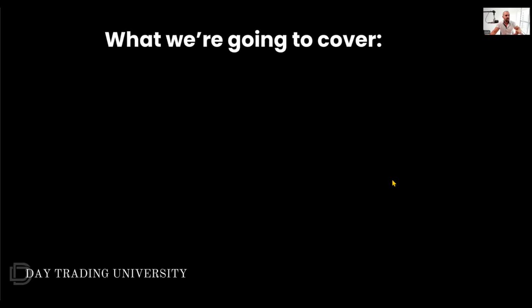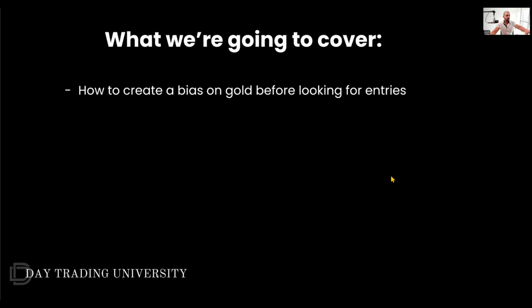So with that being said, let's get right into what we're going to cover for this next couple of videos. We're going to talk about how to create a bias on gold before looking for entries. This is really important. I'll talk about why it's important when we get into that topic, but basically you want to know the overall trend or the overall bias, meaning I'm looking for buys long-term or I'm looking for sells long-term.